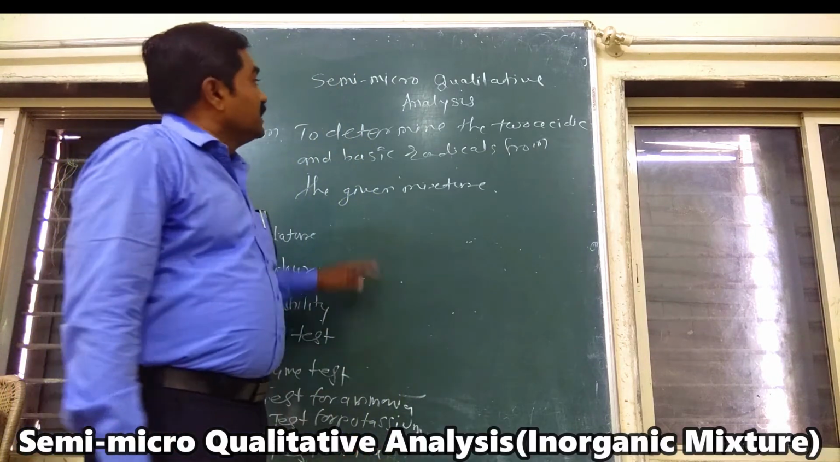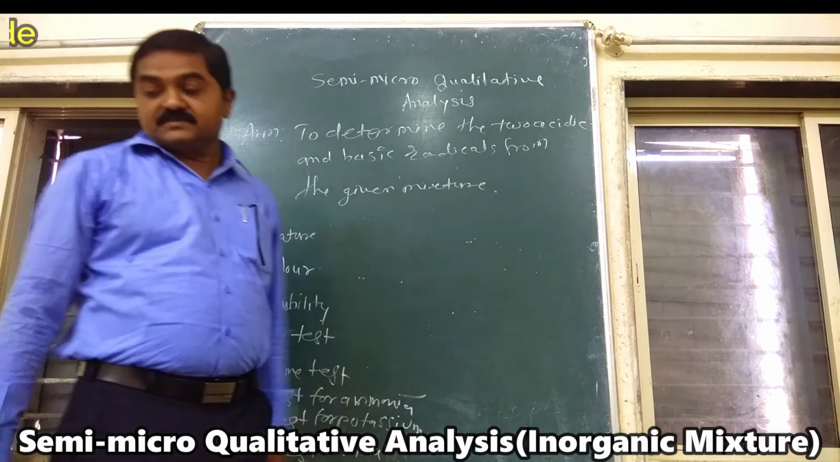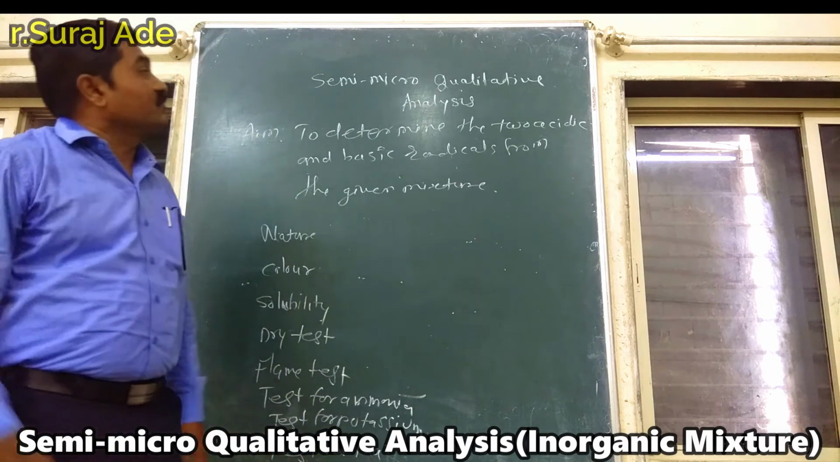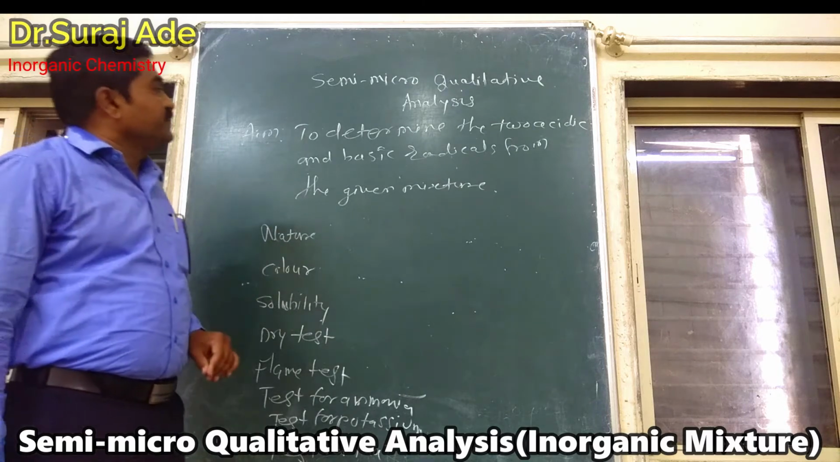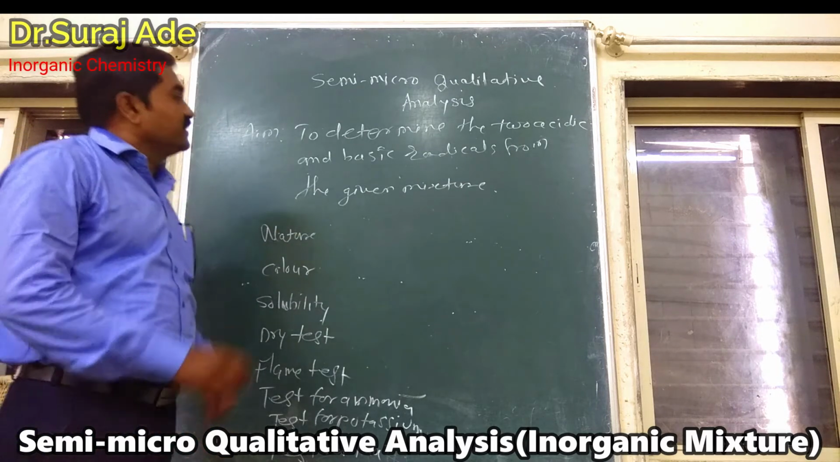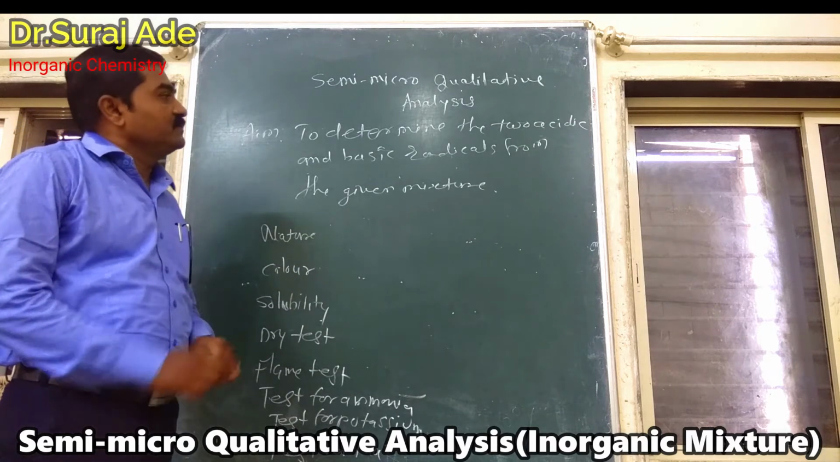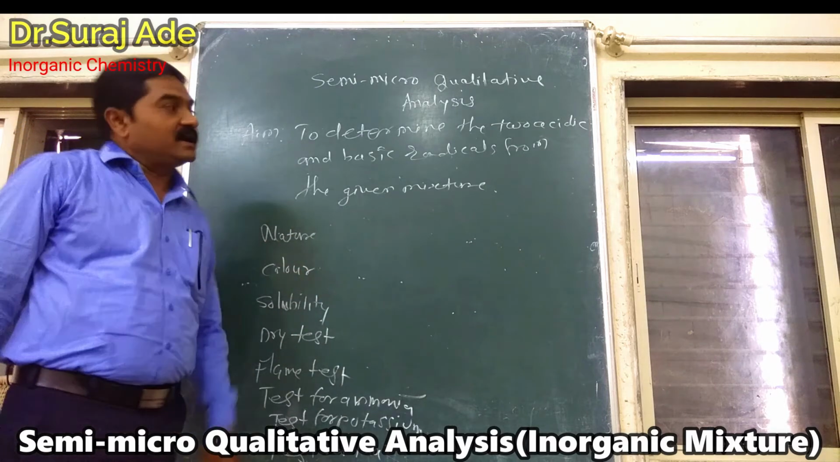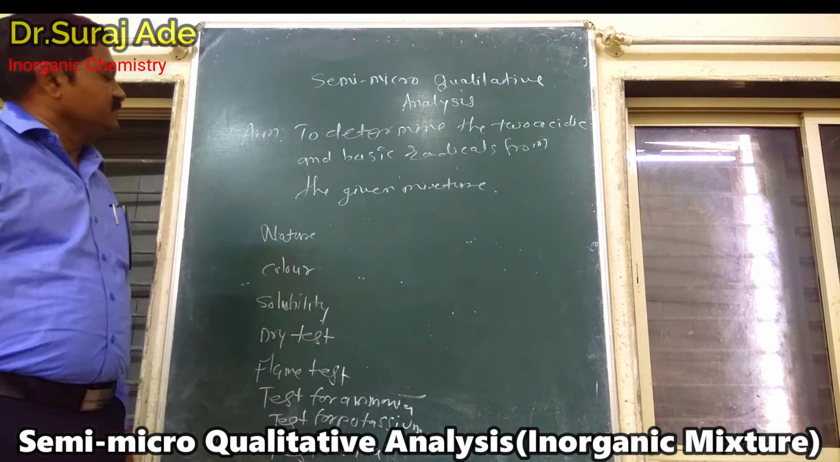In the last year, we already did work on the experiments, semi-micro quantitative analysis, and here the experiment will be to determine the two acidic and two basic radicals from the given mixture. That means we have to find out two acidic and two basic. Acidic means the negative charge, and basic is the positive charge.